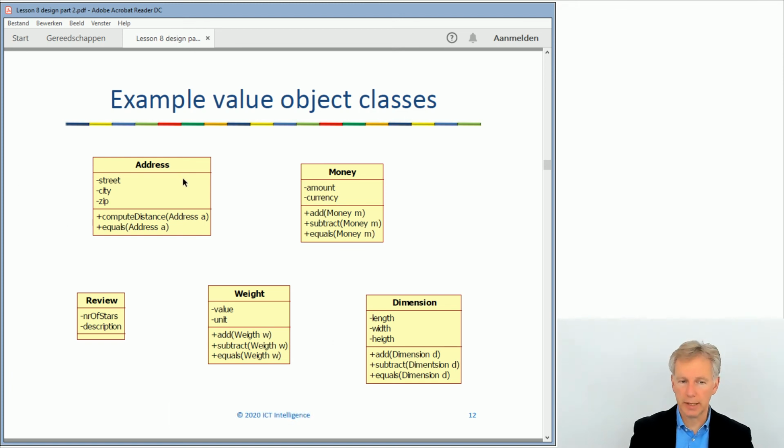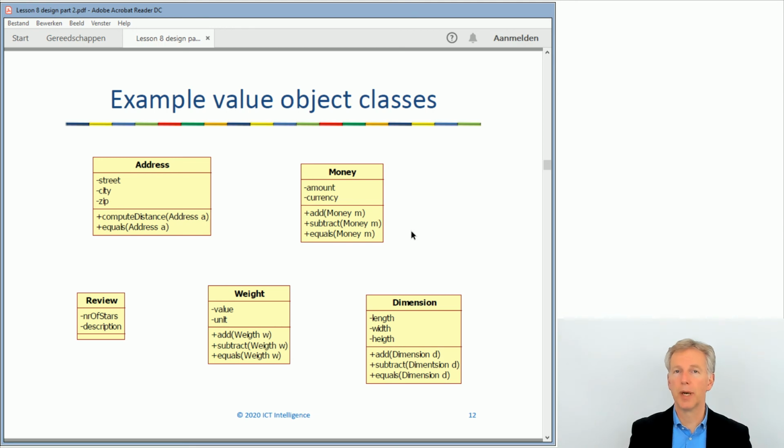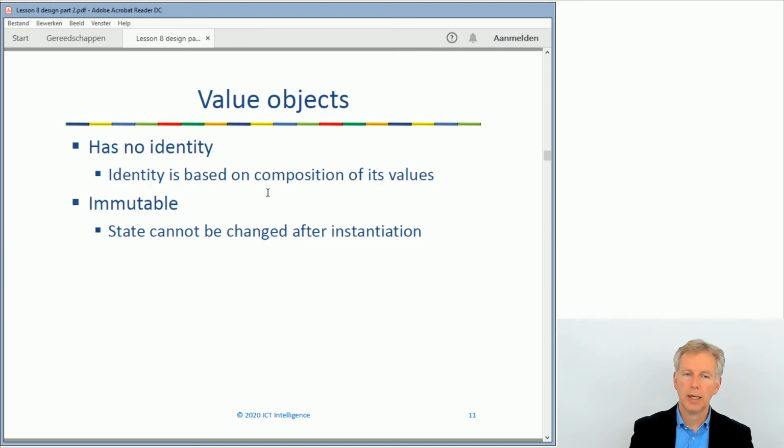So a customer has an address. A product has a number of reviews. A package has a weight and a dimension. An order, the price is a money class. So a value object belongs to an entity object. So the idea, it doesn't have identity. If we want to see if two value objects are the same, we look at their values.